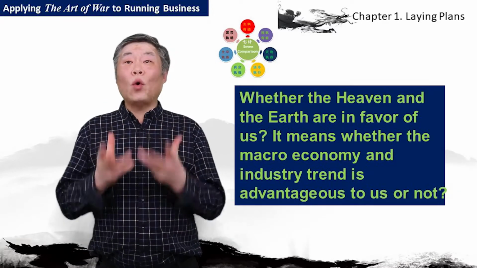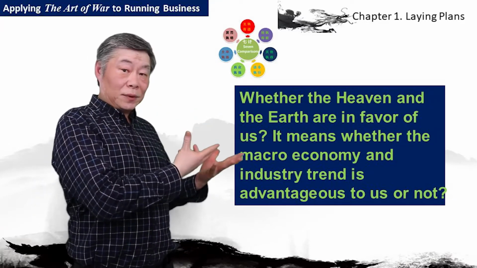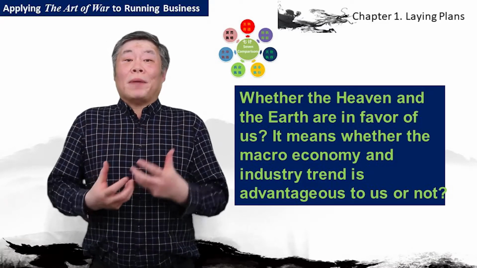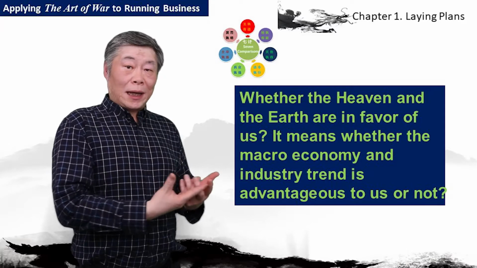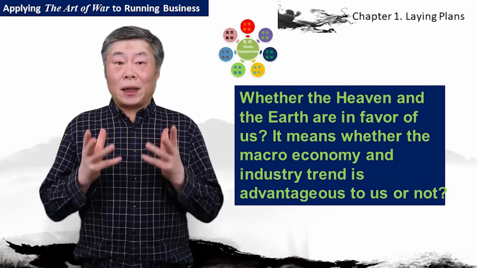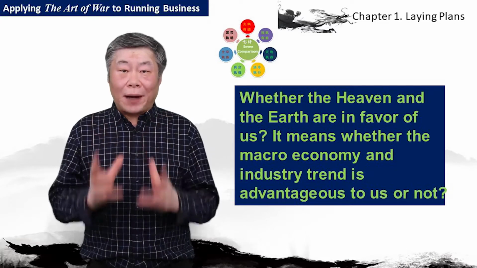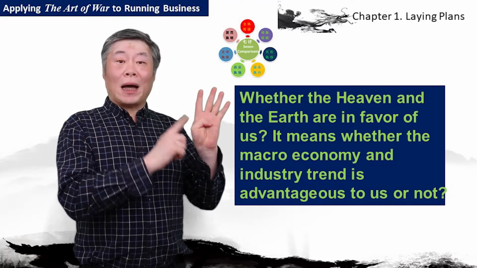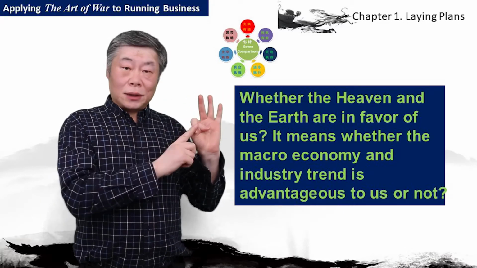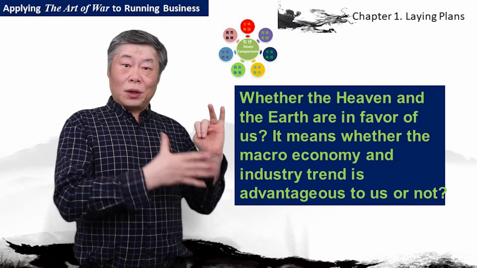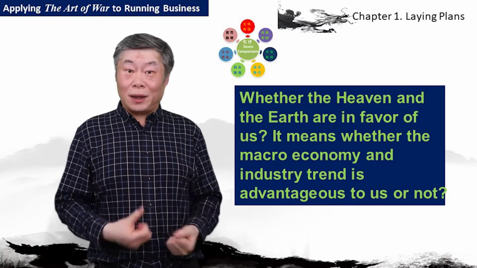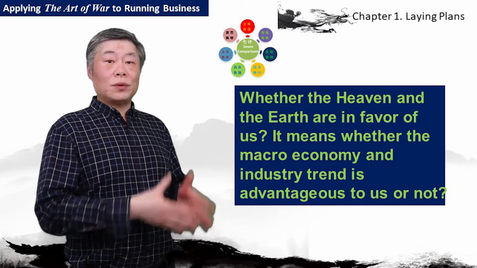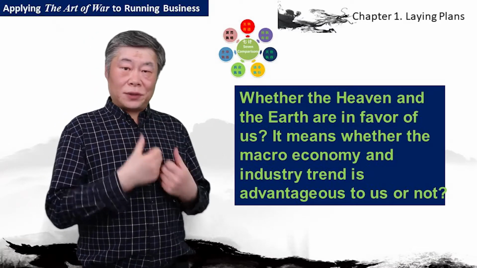Sun Tzu said, with whom lie the advantage derived from heaven and earth. Now, if I may put that into the business world today, it means we need to take advantage of all those favorable factors that are out there helping us. For example, the macro economy, how the industry goes, how the competition goes today, and whether there are newcomers coming in, etc. So we need to take advantage of those factors that are in favor of us today.